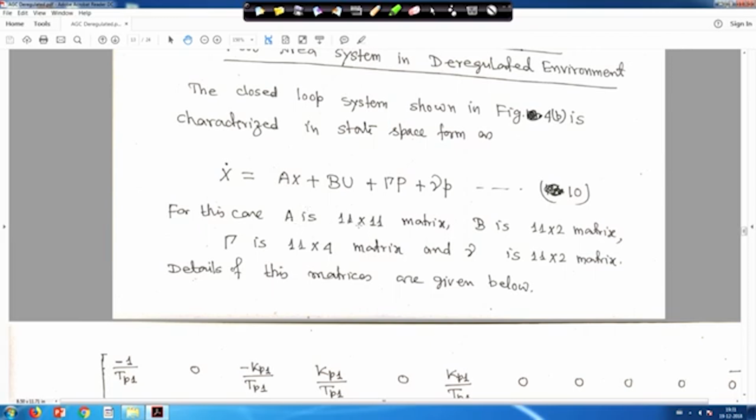So, A will be an 11 into 11 matrix, B will be an 11 into 2 matrix, because there are two control inputs U1 and U2. Gamma is 11 into 4 because P is nothing but your delta PL1, delta PL2, delta PL3 and delta PL4. That is why it is an 11 into 4 matrix. And this small p will be the uncontracted power demand, delta PUC1 in area 1 and delta PUC2 in area 2. That is why it will be an 11 into 2 matrix, right.